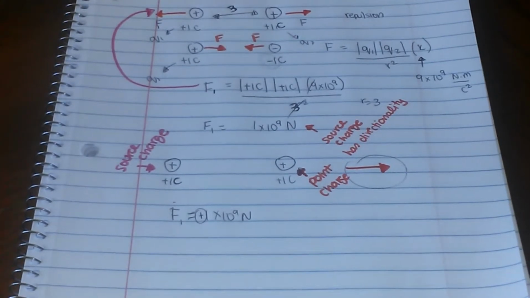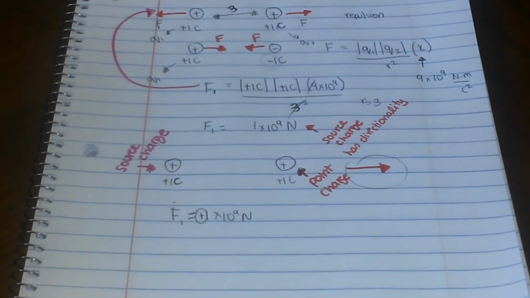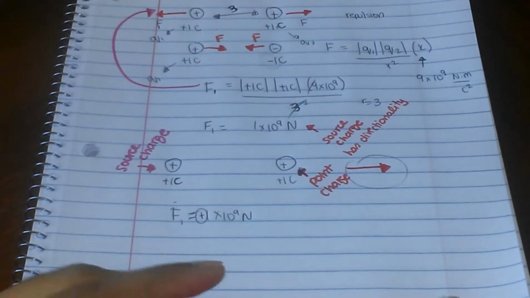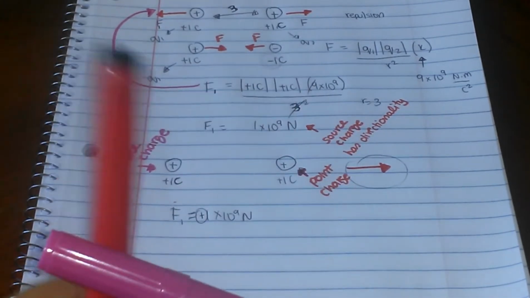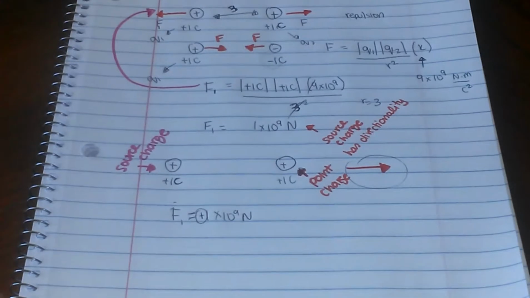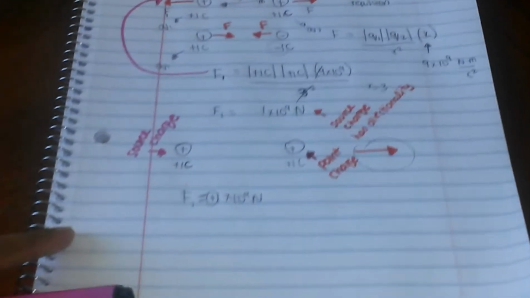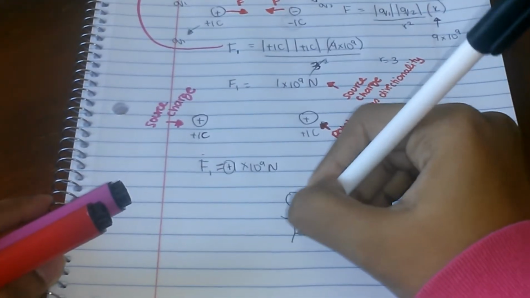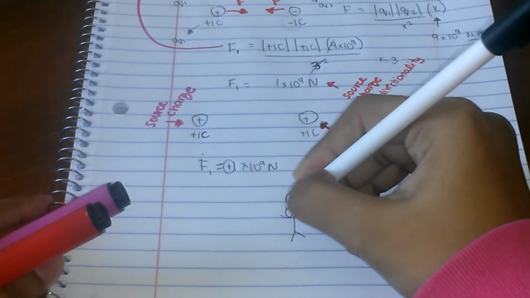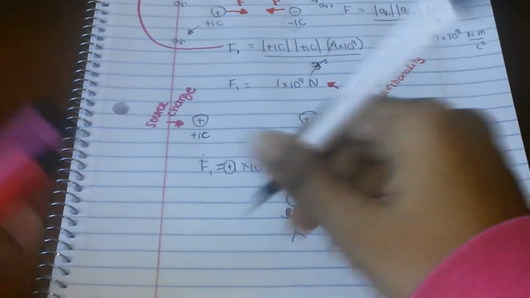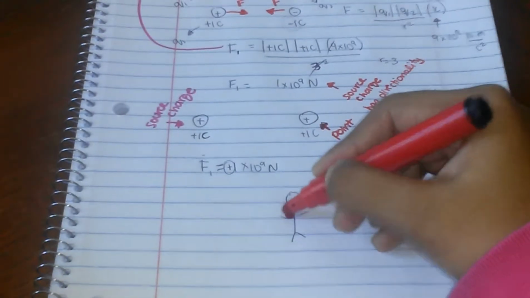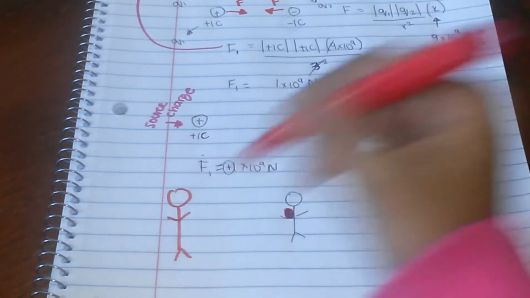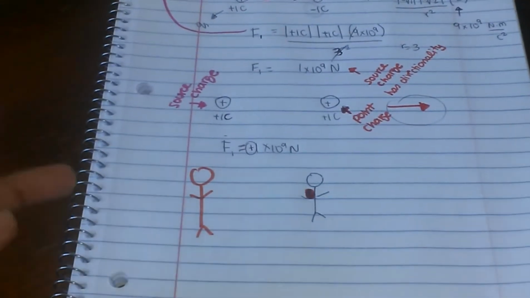Now, another important concept is electric fields. This is basically like if you go to a store, and let's say some person right here is wearing some strong perfume. This is the red perfume. And you're standing right here. So this is you. My cartoons are really bad.